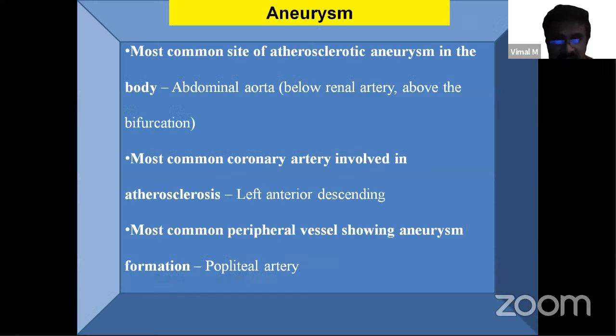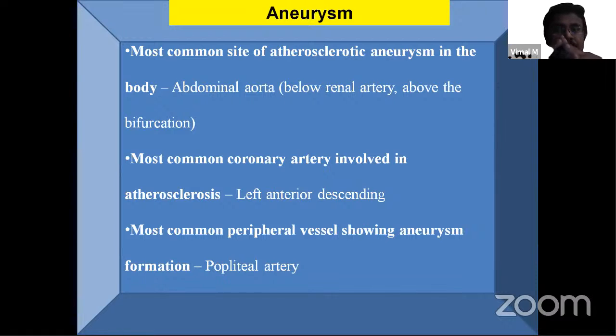Before solving this question, we have to know that the most common site of atherosclerotic aneurysm in the body is the abdominal aorta. So when you get a patient with an aneurysm, especially in the abdominal aorta, it is mainly because of atherosclerotic etiology. Within the abdominal aorta itself, the commonest site is below the renal arteries and above the bifurcation.